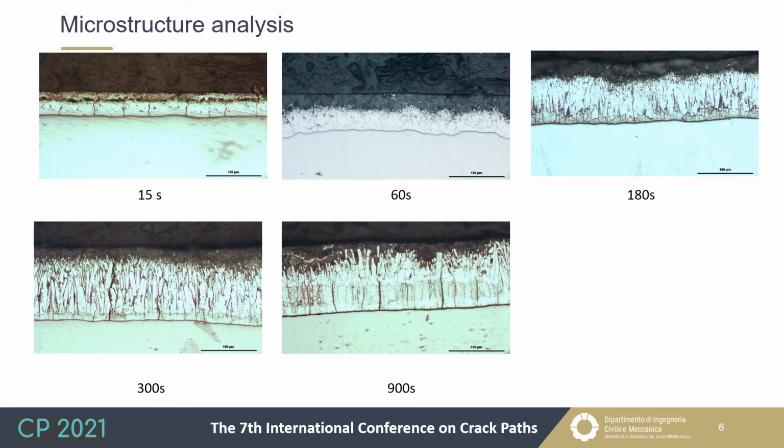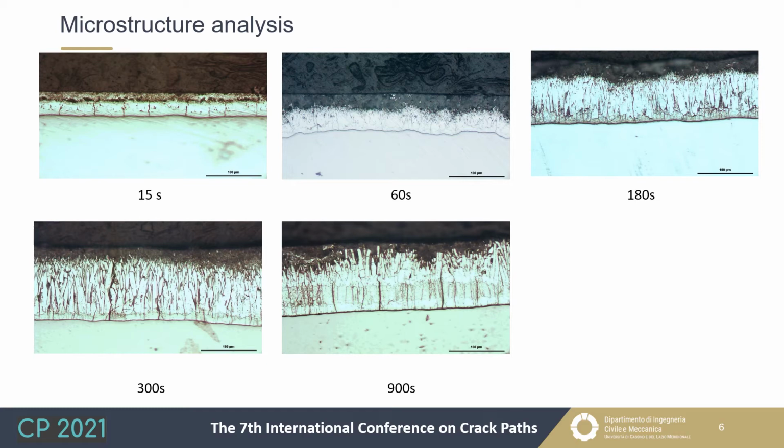These are some results of the microstructure of the section of the coatings. This is the coating characterized by a pure zinc bath. In the first one, you can see, for low dipping time, the presence of two phases. The first one is the delta and the second one is the zeta.